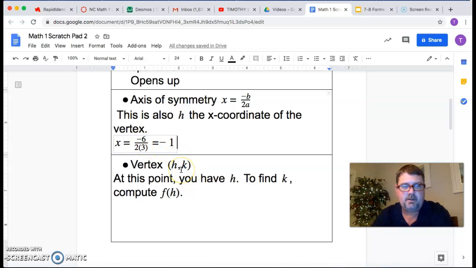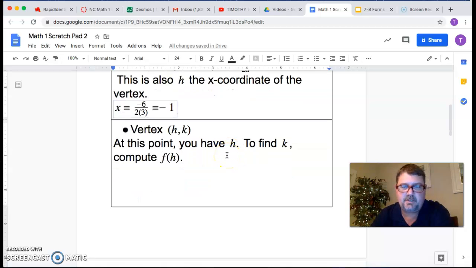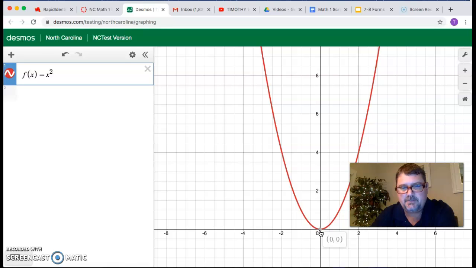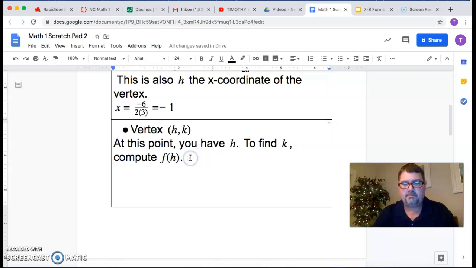Now, to compute the vertex, and sometimes this is the trickiest part for a lot of people. At this point you found h. The x coordinate of the vertex is on that line, because remember, this vertical line goes through the vertex. That x coordinate is your h. We've found that number, and we're going to come down here and compute the k.